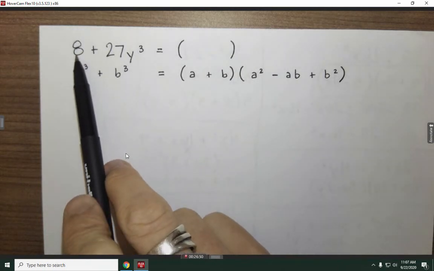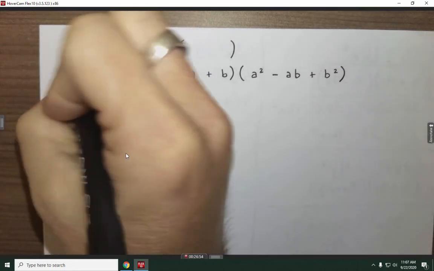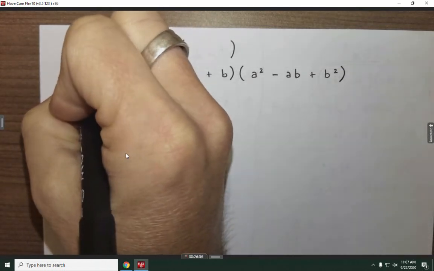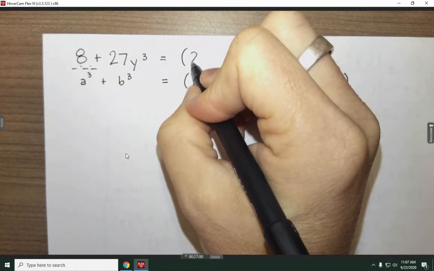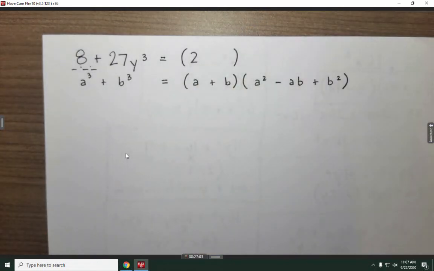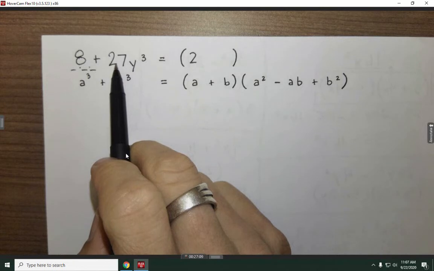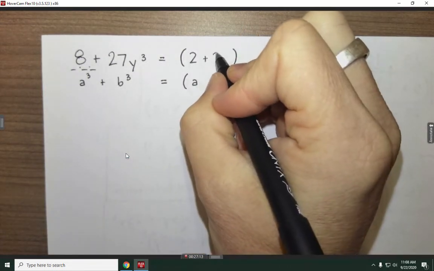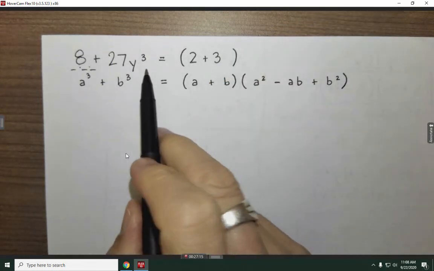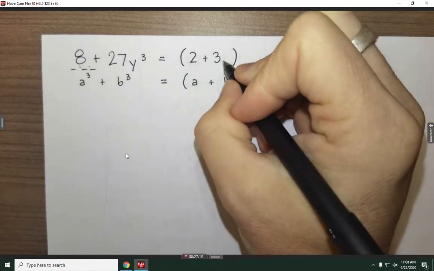So the cube root of 8. What we're thinking is, what times what times what equals 8? You can look on your sheet and figure that out, but the answer is 2. 2 times 2 times 2 equals 8. Just like with this one, 3 times 3 times 3 equals 27. So this answer is 3. And now y times y times y equals y cubed, so that's what goes here.